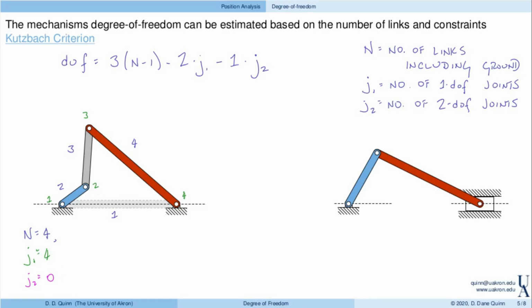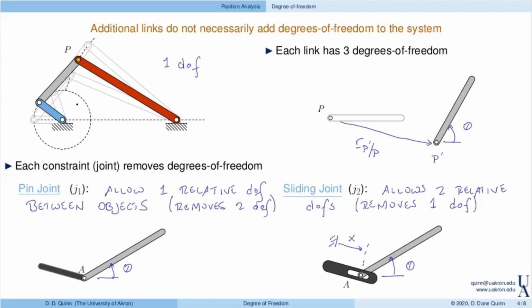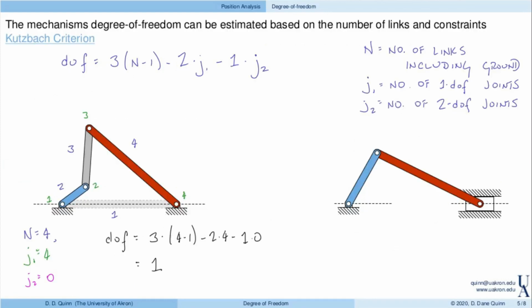As a result, when I go and calculate the degree of freedom, it's 3 times 4 minus 1 minus 2 times 4 minus 1 times 0, which is 1. So this 4-bar linkage is a 1 degree of freedom system. And we saw that in this previous example. This was also a 4-bar linkage, right? And we had already said it was 1 degree of freedom. So now let's look at a second example.